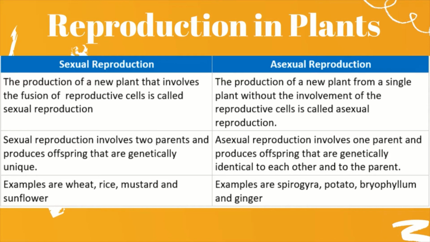Examples of plants that reproduce through sexual reproduction are wheat, rice, mustard and sunflower, and examples of plants that reproduce through asexual reproduction are spirogyra, potato, bryophyllum and ginger.